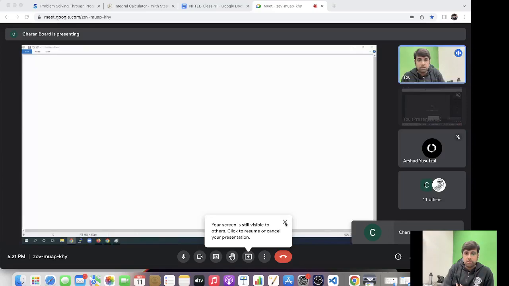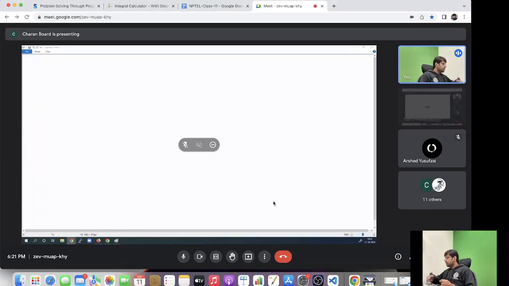Okay, so now we will learn about the second one, which is called the trapezoidal rule. This is fundamentally the easiest one.